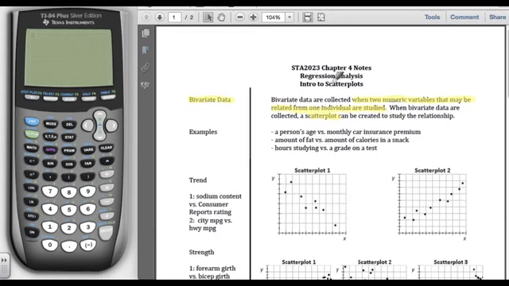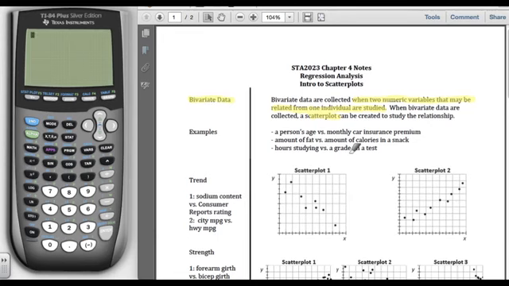the relationship. So some examples for bivariate data might be a person's age compared to how much their monthly car insurance premium is, or the amount of fat versus the amount of calories in a snack. You would expect as the amount of fat goes up, so would the amount of calories. Another example would be the hours you study for a test versus your grade on a test.